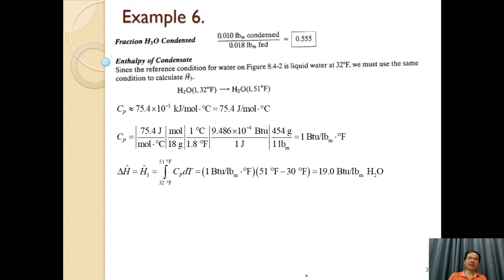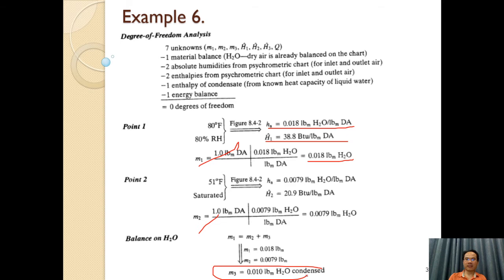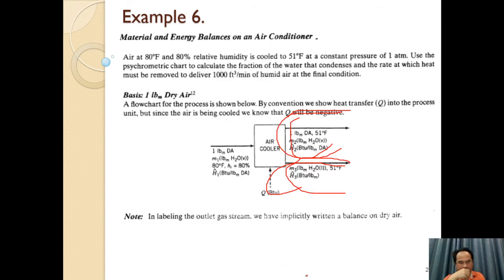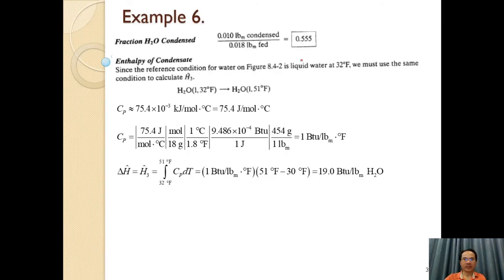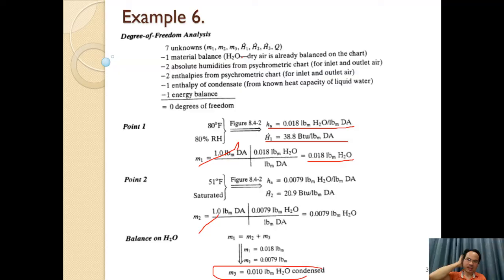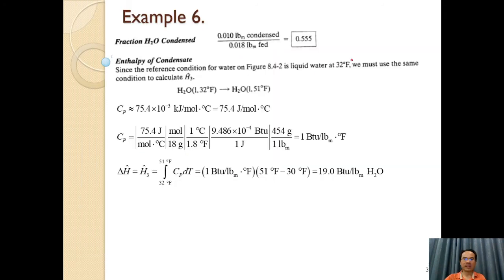And then you can calculate the fraction of water condensate. How much water is condensate? The condensate of water is M3, that's right. M3, the condensate water, divided by the water feed. Water feed to the system is 0.018 pound mass, which is M1. You get the ratio of the water.